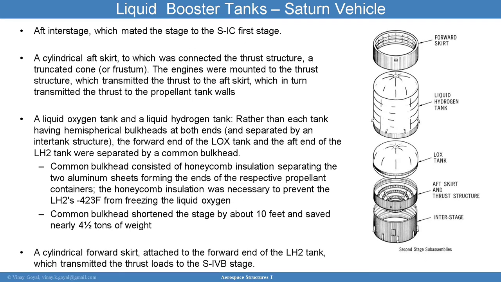And so this common bulkhead idea of sharing that dome really helped shorten the stage by about 10 feet and save about 4 tons of weight. Very important finding with this approach. And then you have the cylindrical forward skirt here, which was then attached to the forward end of the LH2 tank, and then transmitted the thrust load to the next stage.